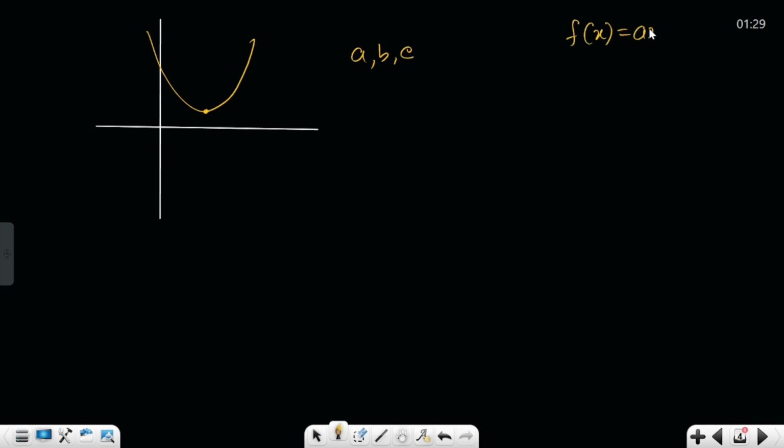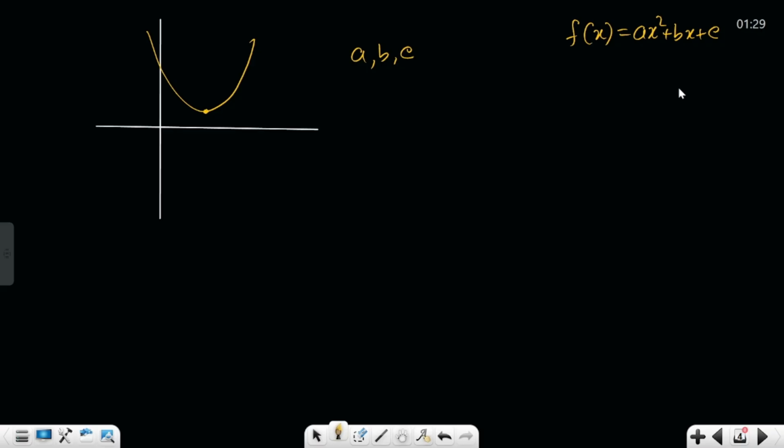Let us say they give a graph. Think that they give a graph. It is like something like this. Now they said to find the signs of a, b and c. Okay, what is a, b and c? This is a graph of f(x) equal to ax square plus bx plus c. So they told us to find the signs of a, b and c.